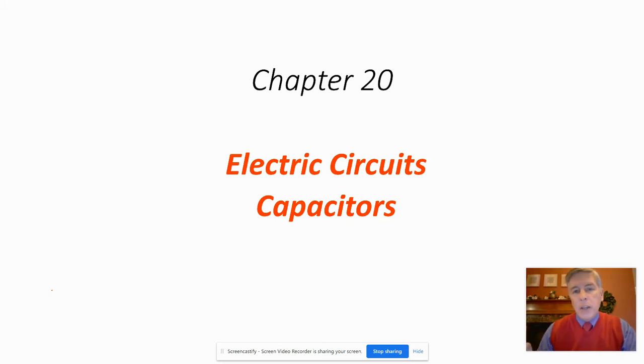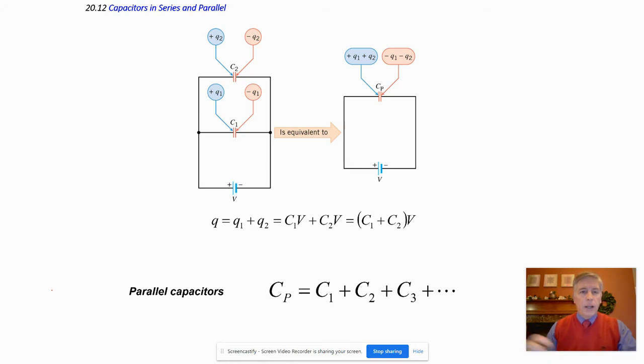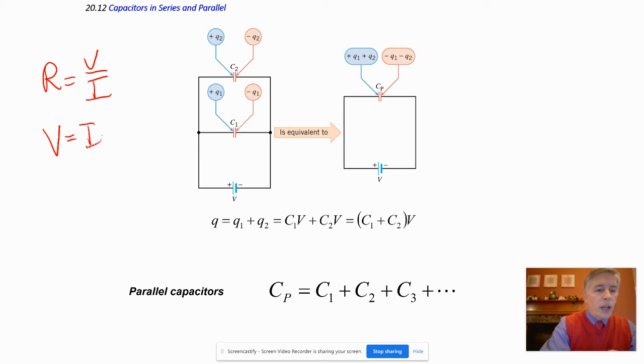So the biggest difference between resistors and capacitors has to do with the equation. If I take a look here, we've got capacitors in series and capacitors in parallel. That's what we're going to look at. When we did resistors, we know that R equals V over I. As I was going through there, we often use the fact that V equals IR.